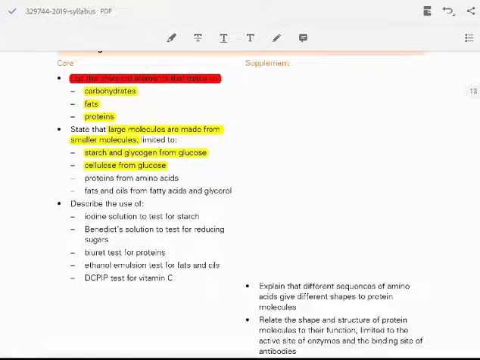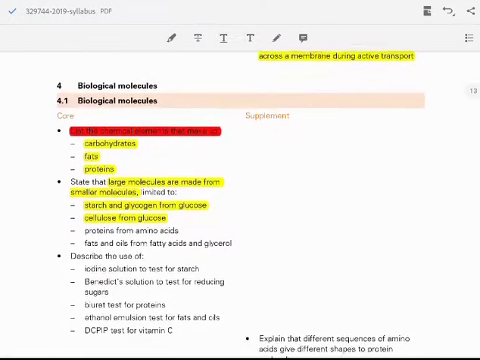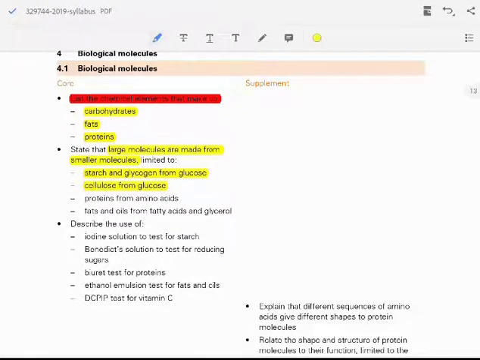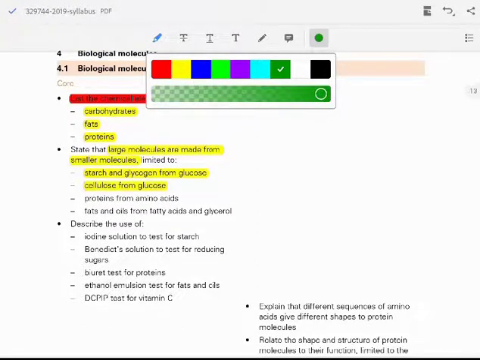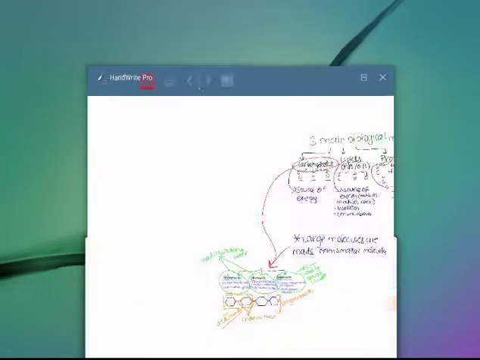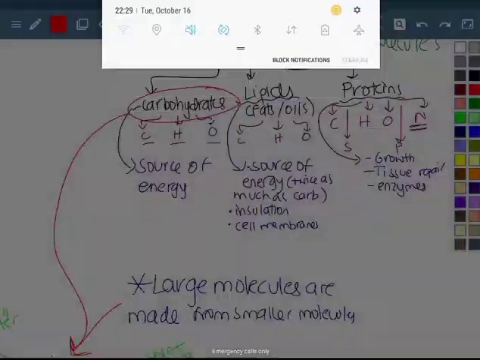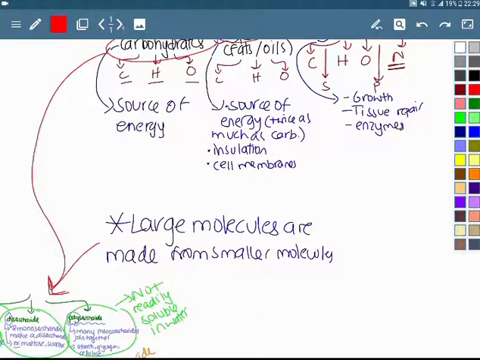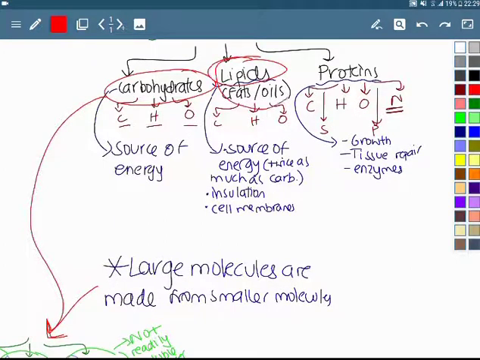Hey guys, today we'll be doing Unit 4.1, but we're going to finish this part. I'll do it in green. Okay, so fats and oils from fatty acids and glycerol, and I'll try doing more. Okay, so lipids or fats and oils. I'll circle the whole thing.